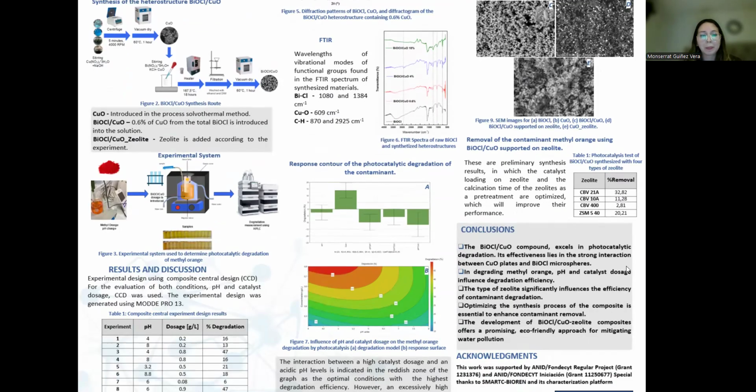And in the end, bismuth oxychloride doped with copper oxide heterostructures show promising activity under solar light, with degradation strongly dependent on pH and dosage. Hydroxyl and superoxide radicals are the dominant species in mid-range degradation, and the zeolite support did not enhance performance under current conditions, likely due to dilution and mass transfer limitations. Future work will optimize support properties and deposition parameters to overcome these limitations.